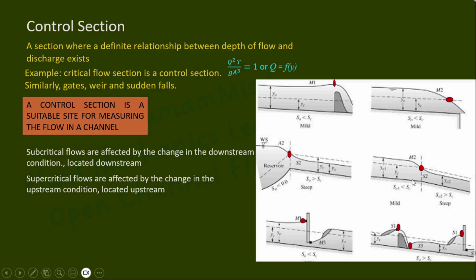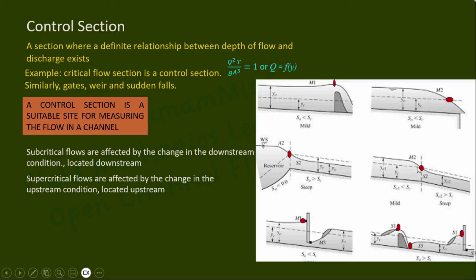So here you can see that this portion is mild slope channel and this side is steep slope channel. So the control section is located at the point of change of slope. So this is the point where the slope changes. So S2 profile is computed from this point towards the downstream side because here the flow is supercritical.